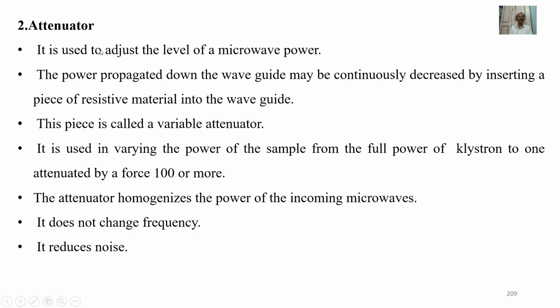Attenuator. It is used to adjust the level of the microwave power. The power propagated down the waveguide may be continuously decreased by inserting a piece of resistive material into the waveguide. This piece is called a variable attenuator. It is used in varying the power at the sample from the full power of the klystron to an attenuation by a factor of 100 or more. The attenuator homogenizes the power of the incoming microwaves. It does not change the frequency. It reduces noise.